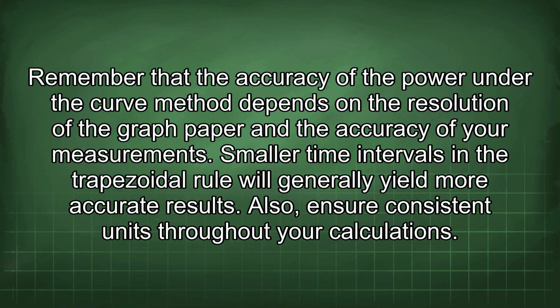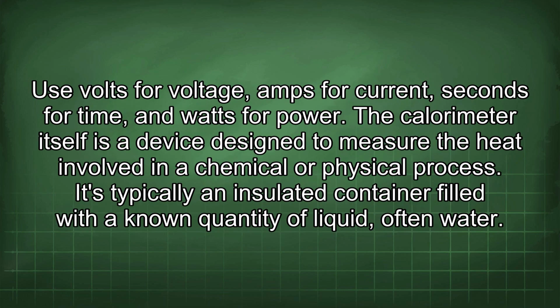Remember that the accuracy of the power under the curve method depends on the resolution of the graph paper and the accuracy of your measurements. Smaller time intervals in the trapezoidal rule will generally yield more accurate results. Also, ensure consistent units throughout your calculations. Use volts for voltage, amps for current, seconds for time, and watts for power.